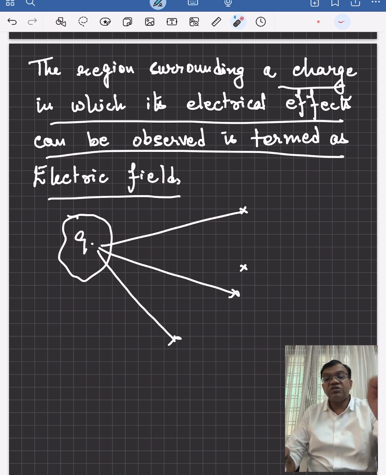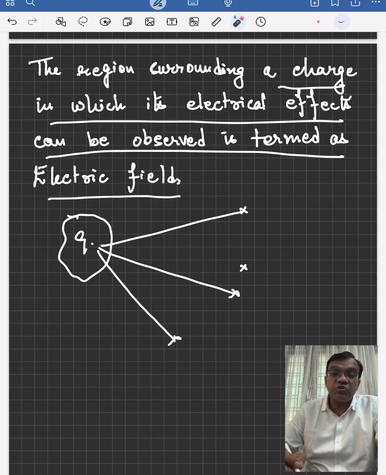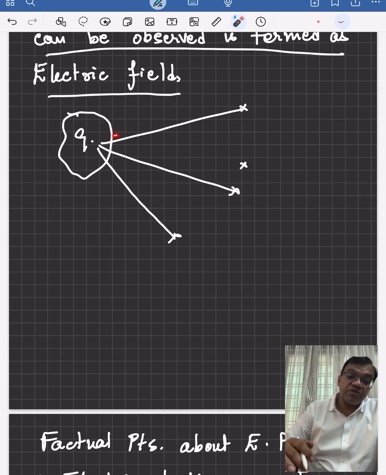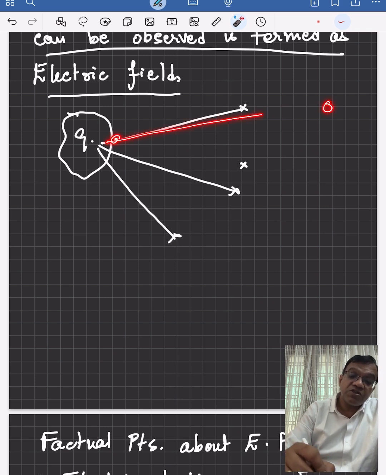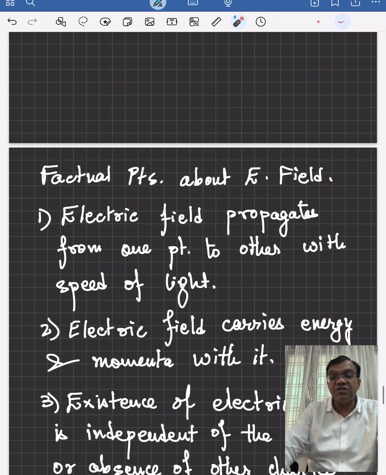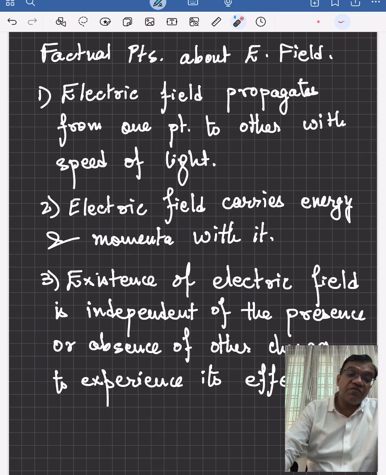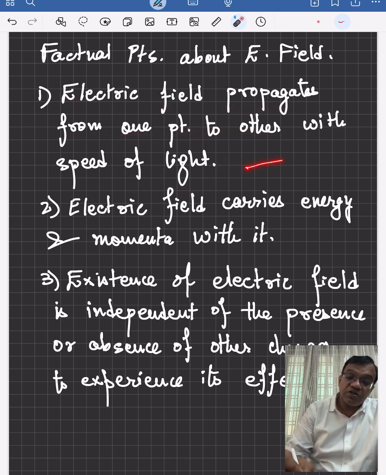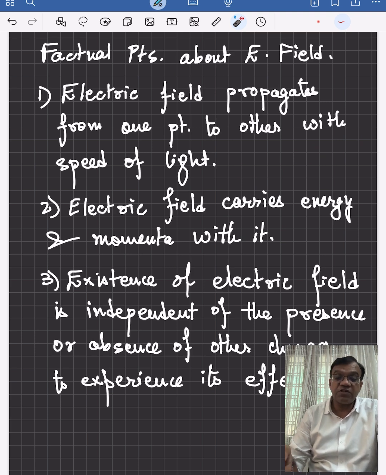Now some basic factual points about the existence of the electric field. The electric field propagates from this disturbance. This charge particle created the disturbance. Does this disturbance take some time to reach from here to here, or does it happen instantly? Electric field propagates with the speed of light. If the electric field has propagated from this point to this point, then it is moving with the speed of light. Electric field travels from one point to another with the speed of light.